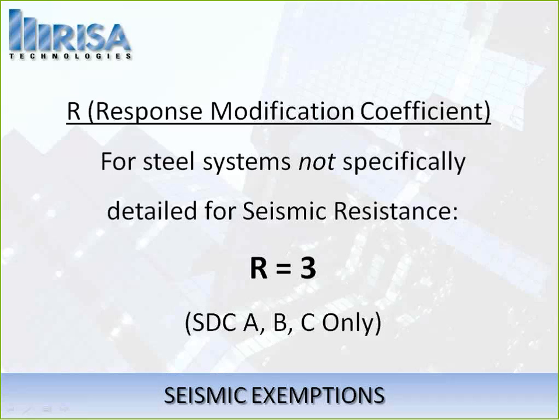Now, if you take a look in the code, it does mention that R equals 3 is actually only valid for seismic design categories A, B, and C.